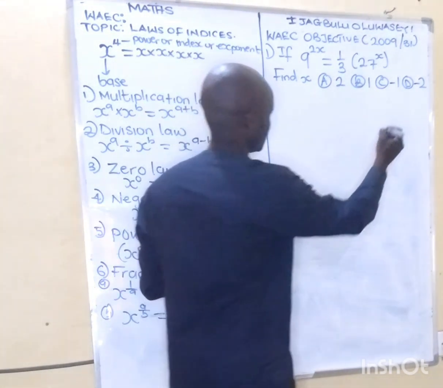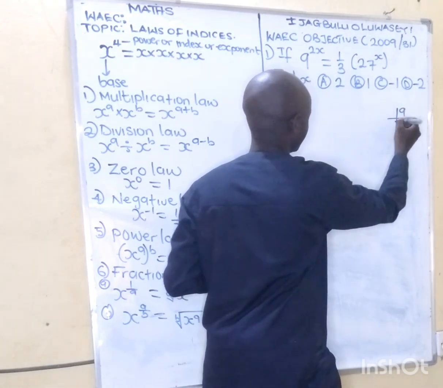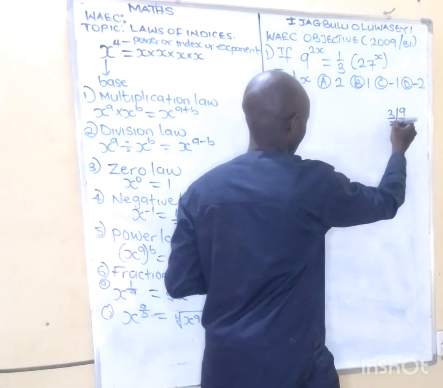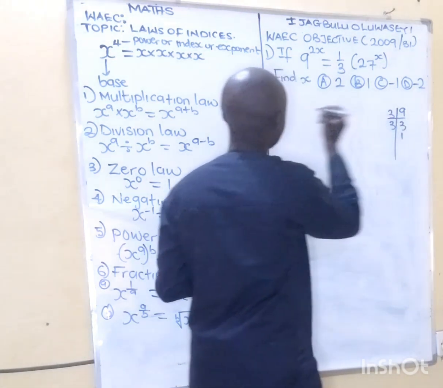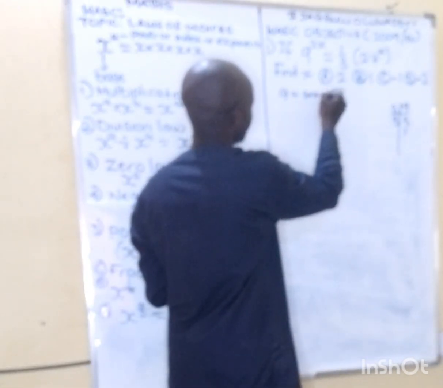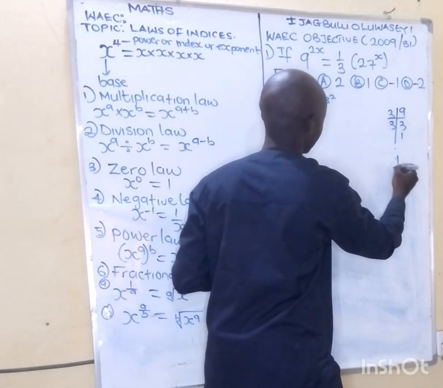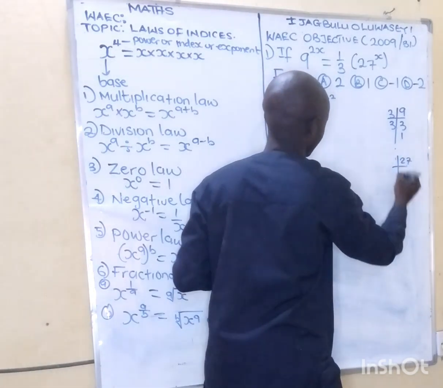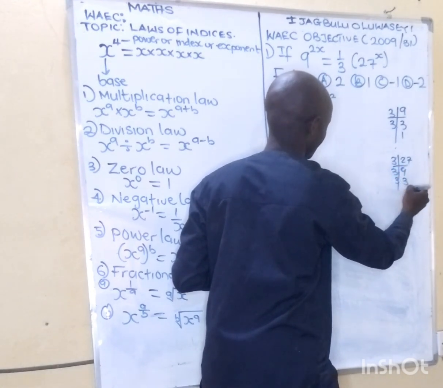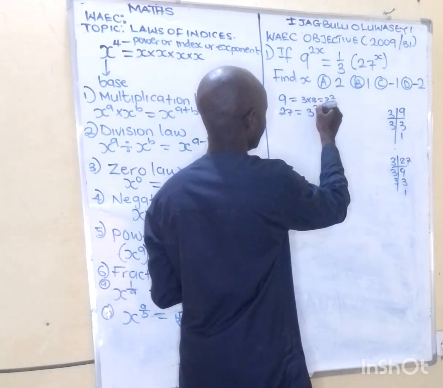We use long division. We have our rough work to be done here. We have our 9 written, then 3 can divide. 3 into 9 will give you 3. Then 3 into 3 is 1. What it means is that 9 is equal to 3 times 3, which is 3 raised to power 2. We can equally do the same for 27. 3 here, 9, 3 here, 3, 3 here, 1. What it means, 27 is equal to 3 raised to power 3.